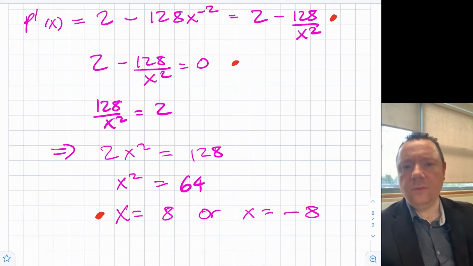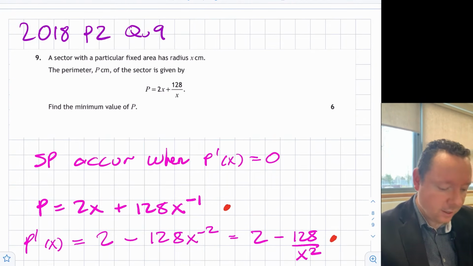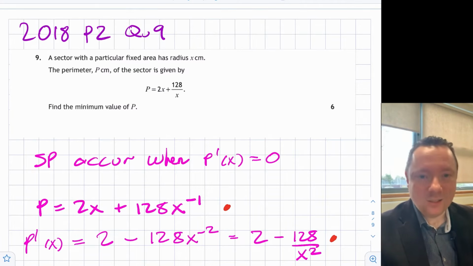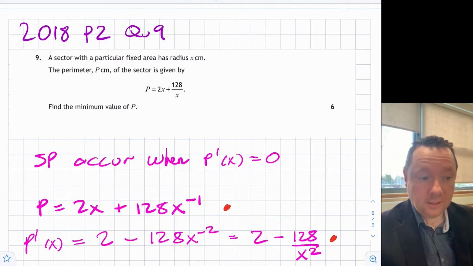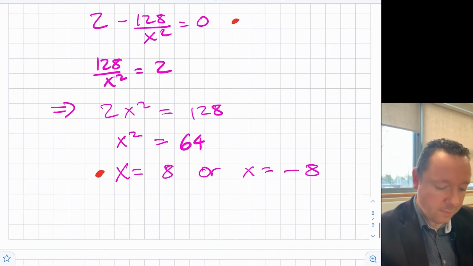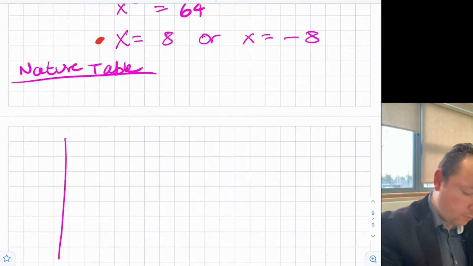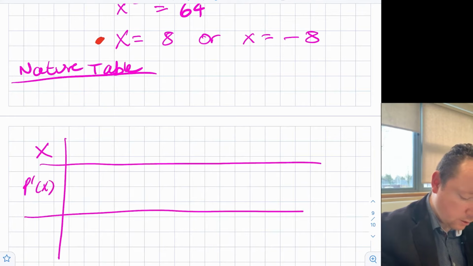Now, you actually don't need the -8 in this case, because if we go back to the original question, remember this is an area. If we pick -8 as our answer, we get a negative answer for our perimeter, which does not make sense in the context of the question. So we could immediately disregard -8. But let's say we didn't, and we just are remembering we need to do a nature table. Then do your nature table for both stationary points, and then pick the correct one. Then we've got x, p dash x, shape.